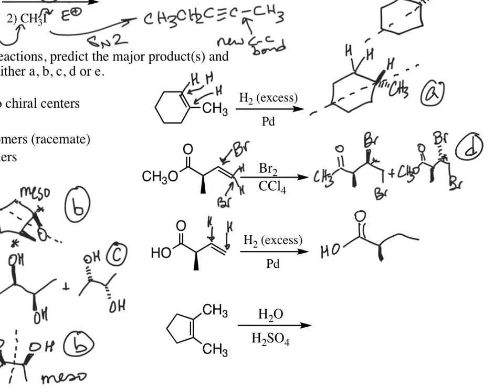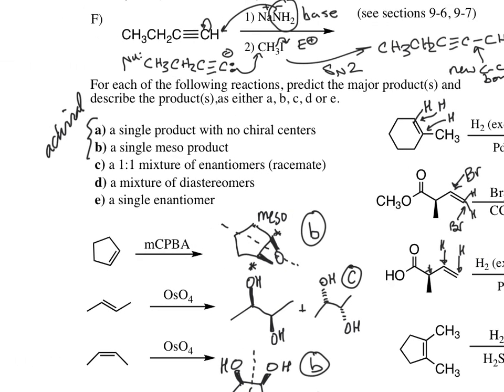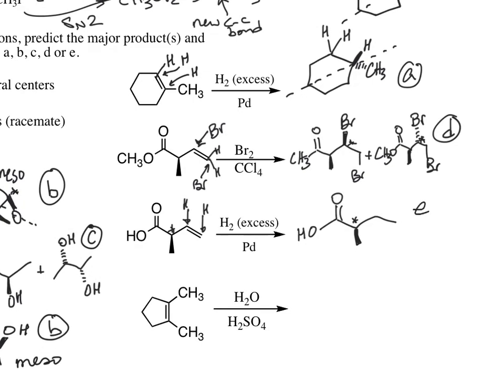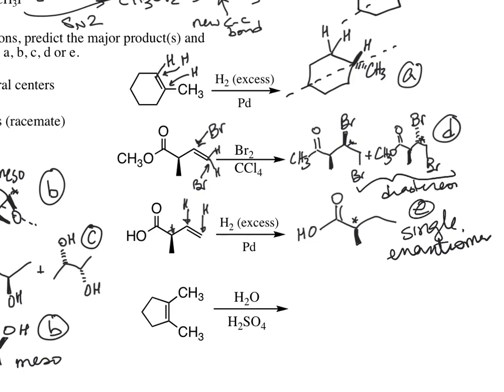And so what do we have? Just one chiral center. That was the same one that we had existing. So because we started out with a single enantiomer, it's possible to have just a single enantiomer product. So single enantiomer product is E, single enantiomer. I'll write in these labels here because they're off screen. And D, we said these are a mixture, these we describe as a mixture of diastereomers.